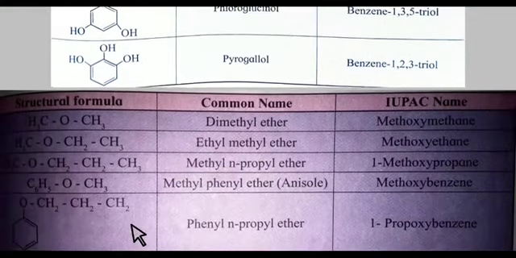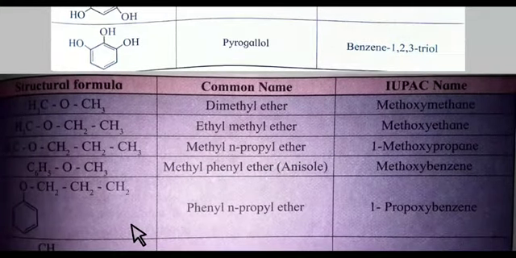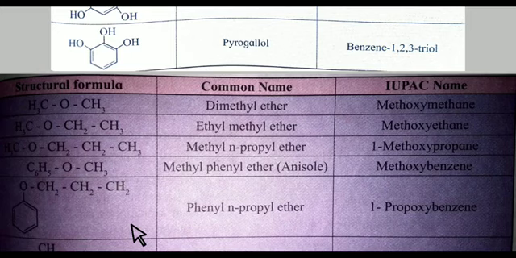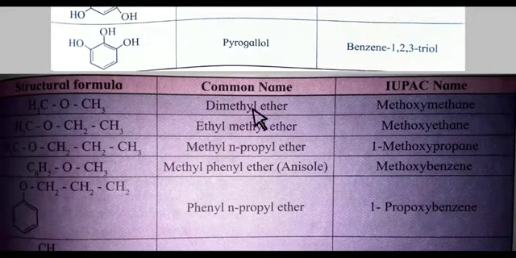Now the next example in similar monofunctional compounds is ether. The general formula of ether is ROR. ROR means 2 alkyl groups are attached with the oxygen. See here, CH3OCH3 means dimethyl ether. 2 methyl groups are attached with the oxygen, so it is dimethyl ether. Next, CH3OCH2CH3. One side an ethyl group is attached, another side a methyl group is attached. Alphabetically you have to name it, so it will become ethyl methyl ether.